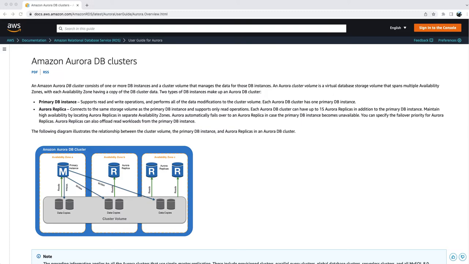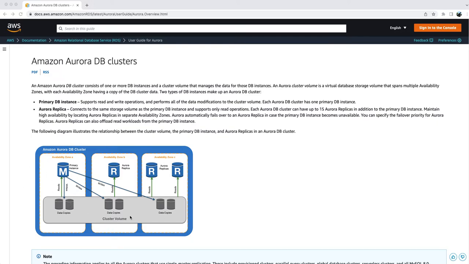In RDS we have a DB instance and its volume attached to it. Whenever we create a read replica, the volume or the data from the primary instance is copied to your secondary or read replica. But in this case, this cluster volume is shared by all the DB instances inside your DB cluster.